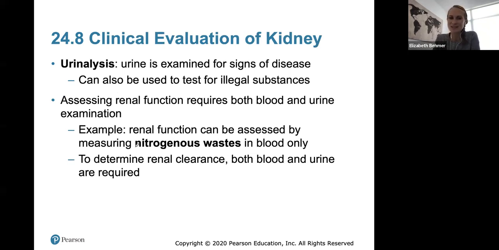A urinalysis is when we examine urine for the signs of disease. This is really common. It can also be used as a drug test, testing for an illegal substance. Assessing renal function is really important, and it requires blood and urine examination. Renal function can be assessed by measuring nitrogenous waste in blood, but to determine renal clearance, both blood and urine are required. And that's a quick summary of the urinary system.